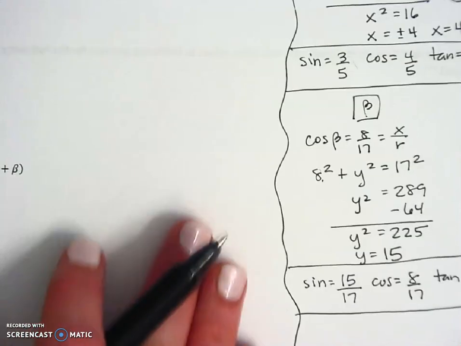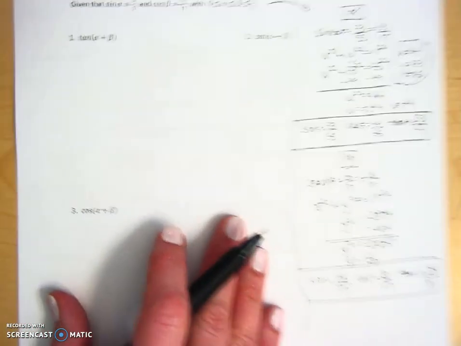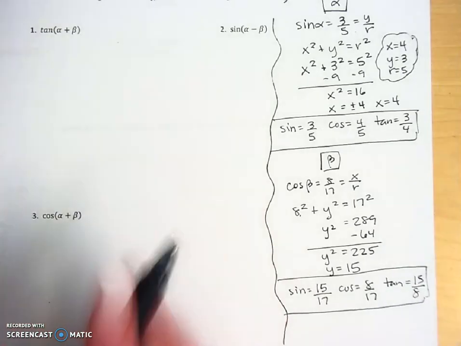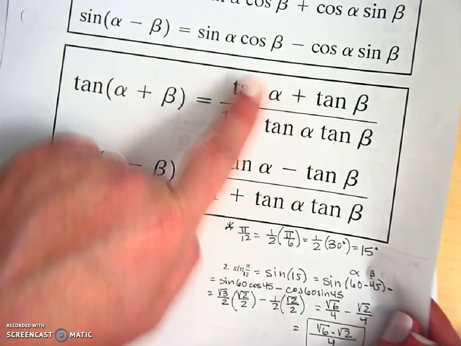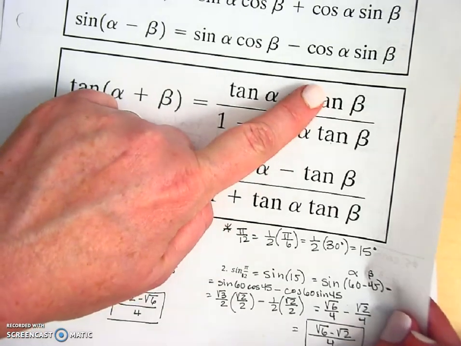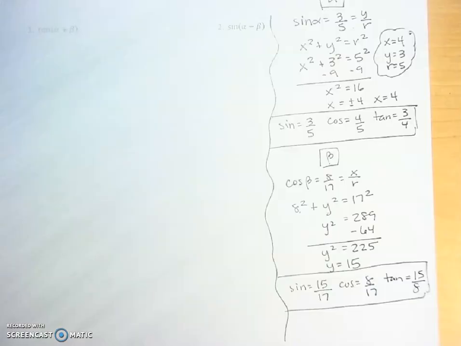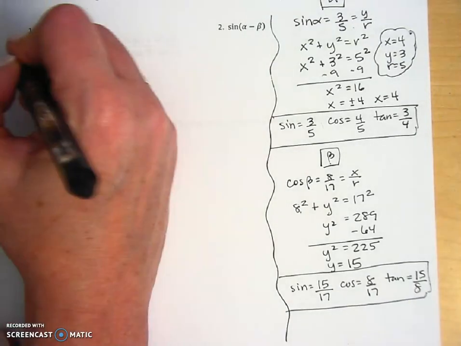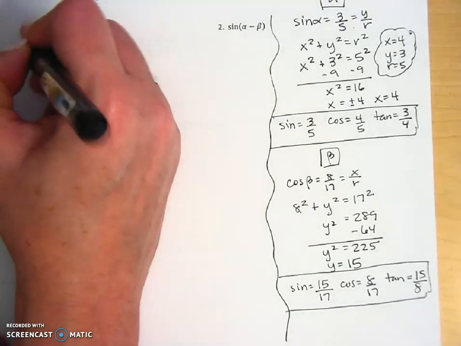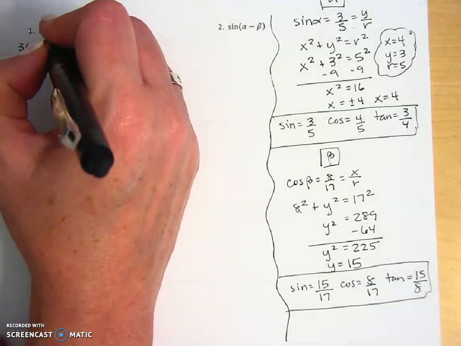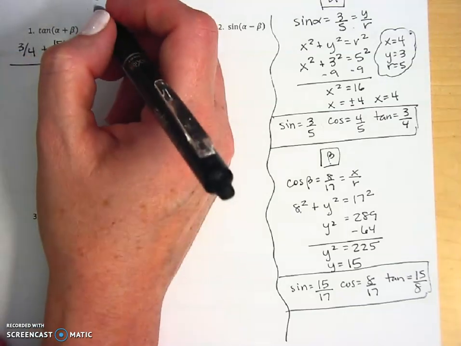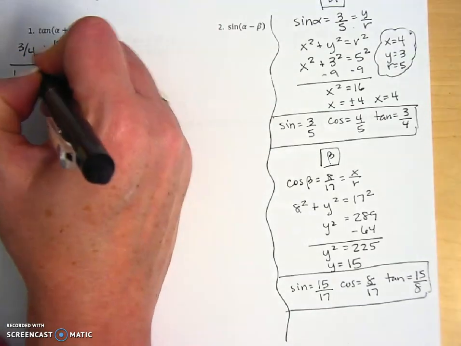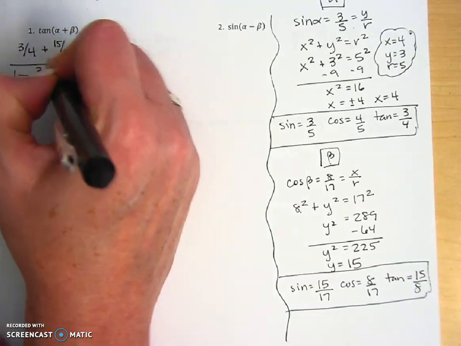So looking at number 1, I have tan of alpha plus beta. So that's the sum formula for tan. I'm going to plug in my tan values for alpha where I see tan alpha and my ratios for beta where I see tan beta. So tan of alpha is 3/4 plus tan beta is 15/8 over 1 minus tan alpha times tan beta.